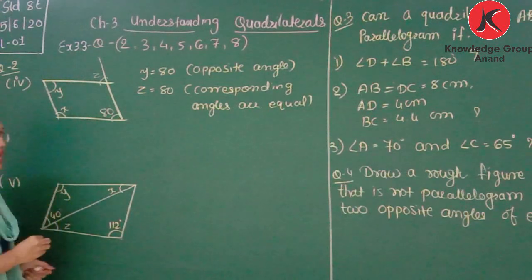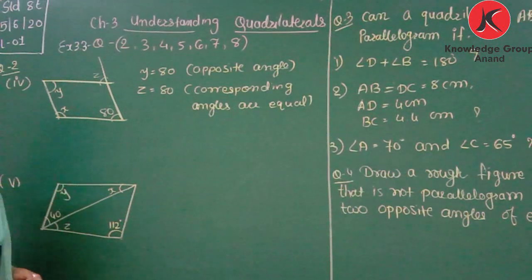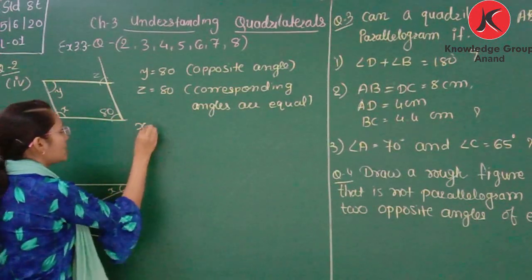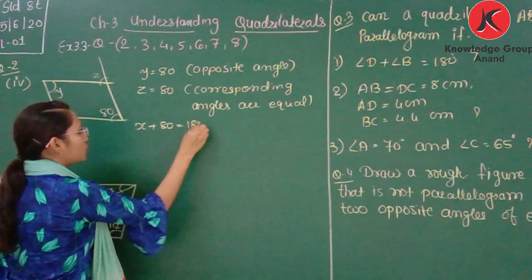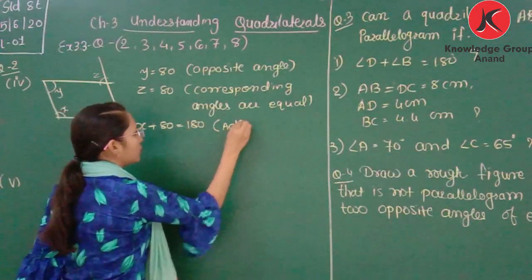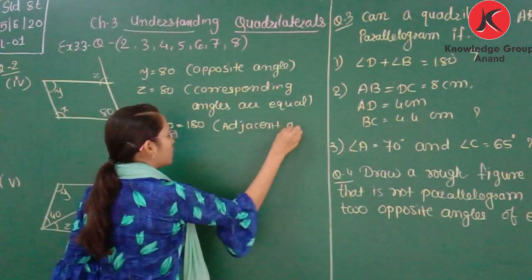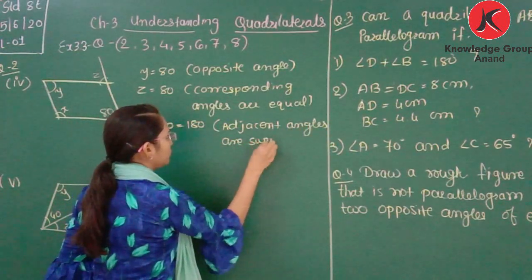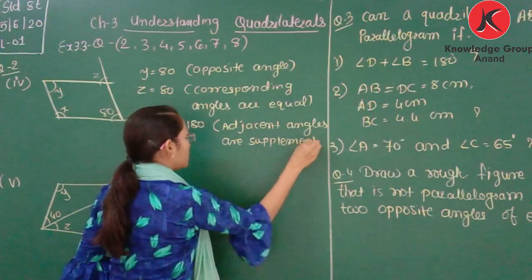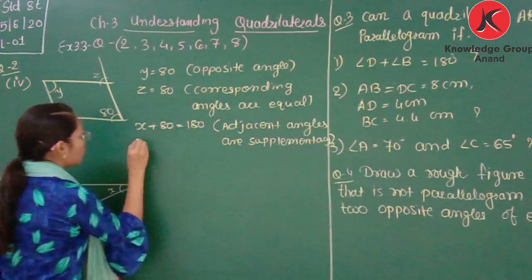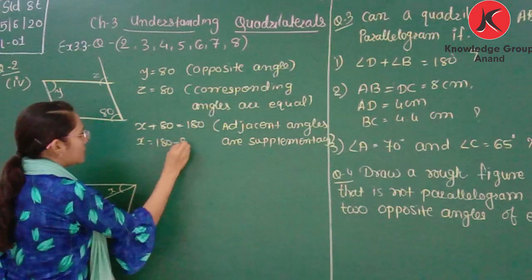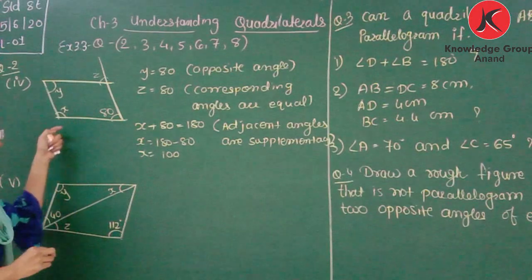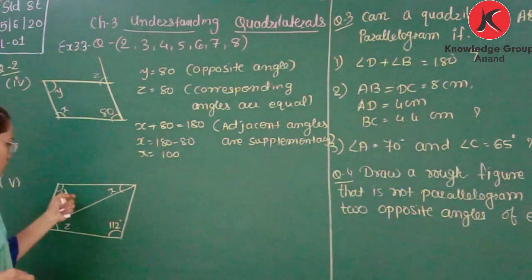Now we need to find x. 80 and x are adjacent angles and adjacent angles are supplementary. So we can write x plus 80 is equal to 180. Reason: adjacent angles are supplementary. Clear? So x is equal to 180 minus 80, that is 100. So what will be the measure of x? That is 100. Clear? Now we will solve this one.